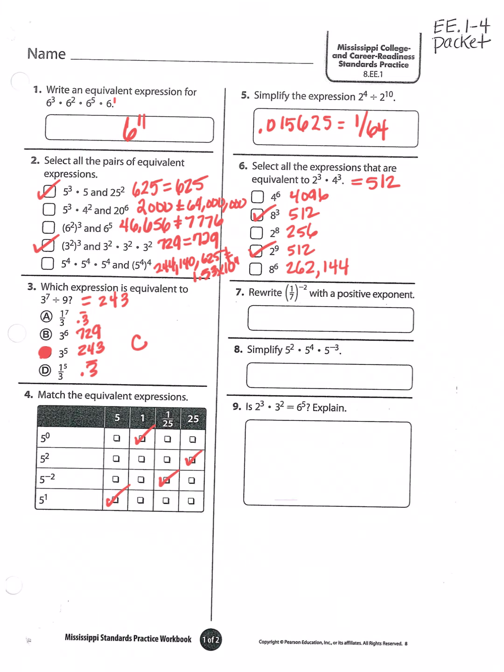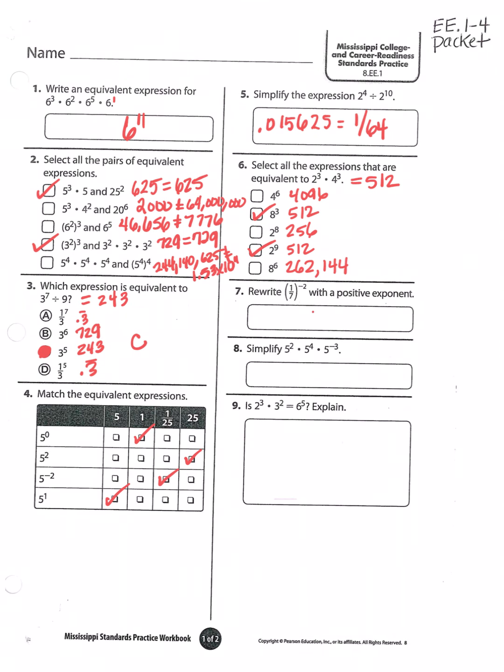Okay, number 7, rewrite 1/7 in parentheses to the negative 2 power with a positive exponent. So remember, if you have a negative exponent, you can move it to the bottom and it becomes a positive exponent. Well, in this case, if you have a fraction, 1/7, and you raise it to the negative 2, to make that be a positive, what you would do is actually pull the 7 to the top and then make the negative 2 exponent a positive. So that's the same as 7 squared.